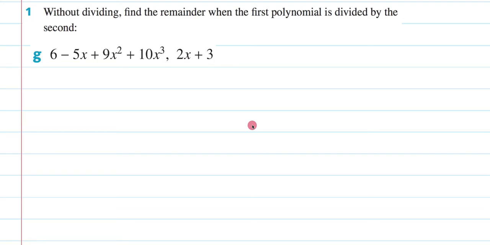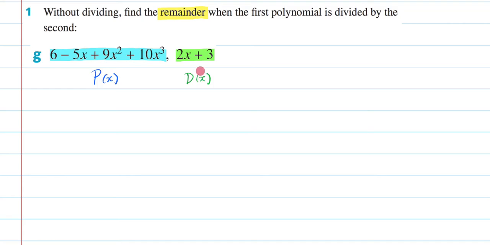We are going through exercise 6C, and in this video, we're going through question 1G, which says, without dividing, find the remainder when the first polynomial is divided by the second. So that means we are taking our first polynomial and dividing it by the second one. My first polynomial is my dividend, represented by p of x, and my second polynomial is my divisor, represented by d of x.